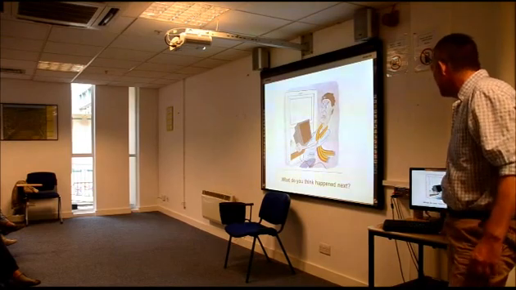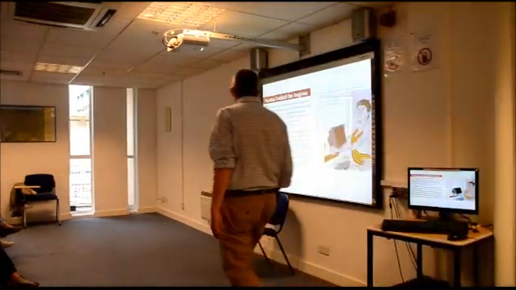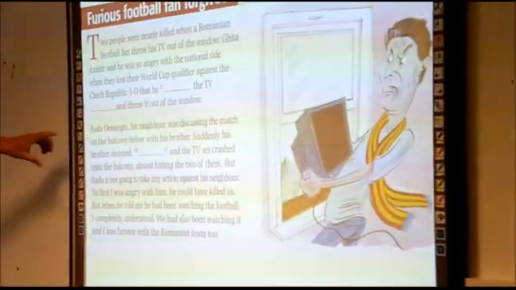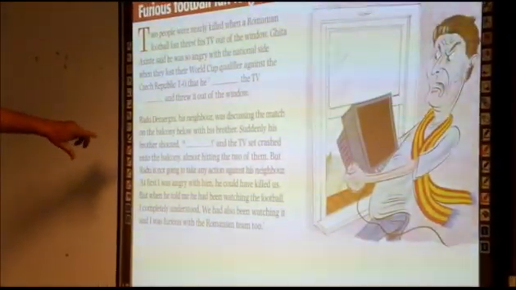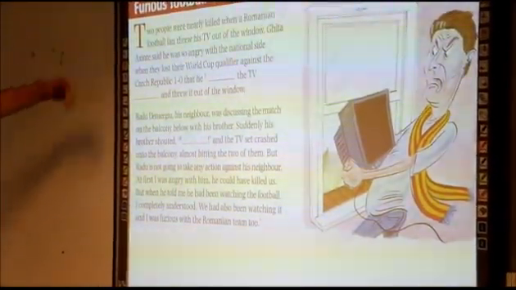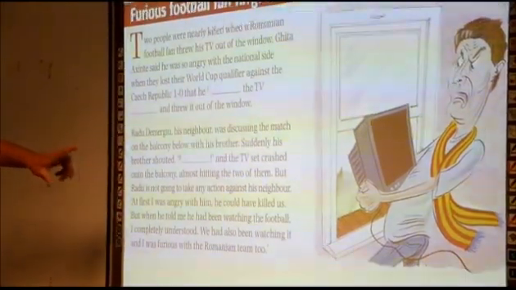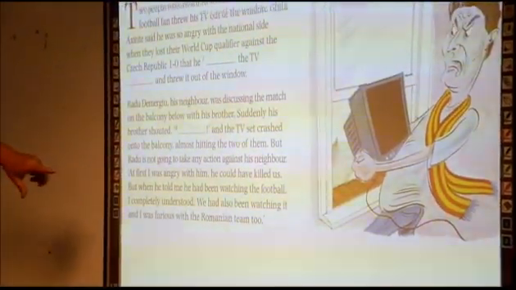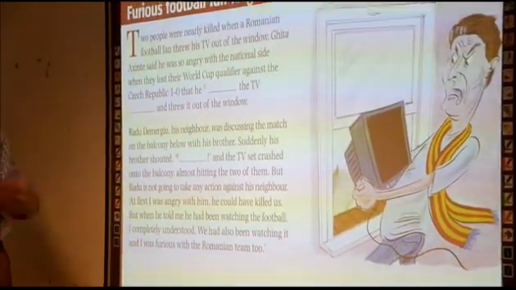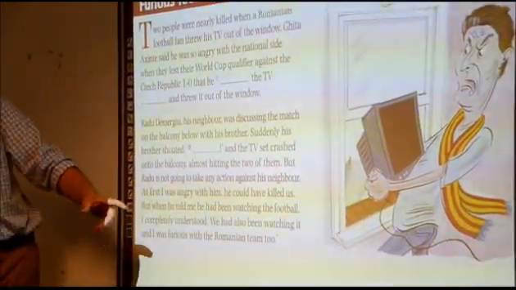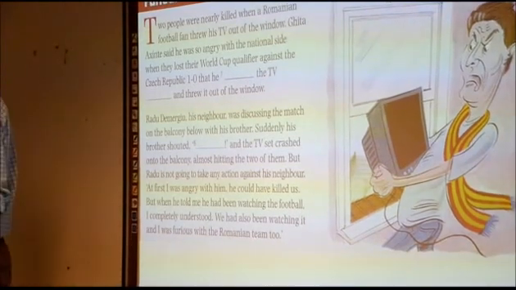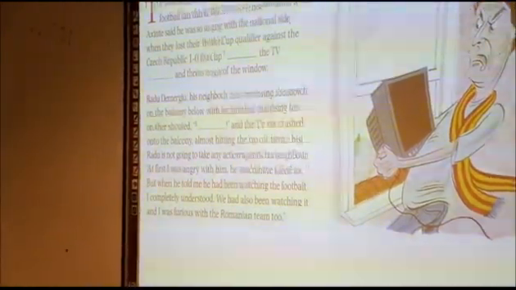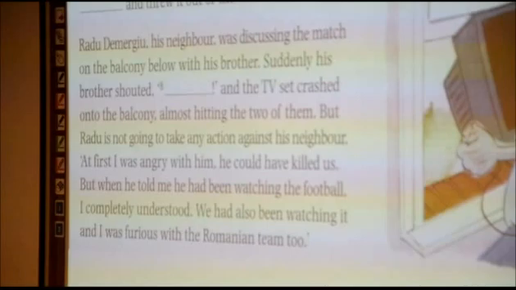Because actually what happened was Radu Demirgu, his neighbour, was discussing the match on the balcony below. Suddenly his brother shouted, "Careful!" And the TV set crashed onto the balcony, almost hitting the two of them. But Radu is not going to take any action against his neighbour. At first, I was angry with him. He could have killed us. But when he told me he had been watching the football, I completely understood. We had also been watching it, and I was furious with the Romanian team.